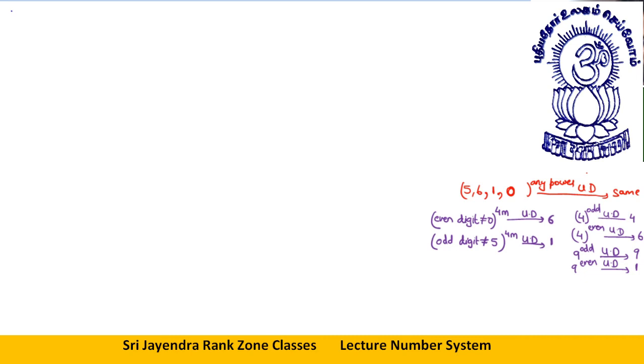Find the unit digit of 1 raised to power 99 factorial.